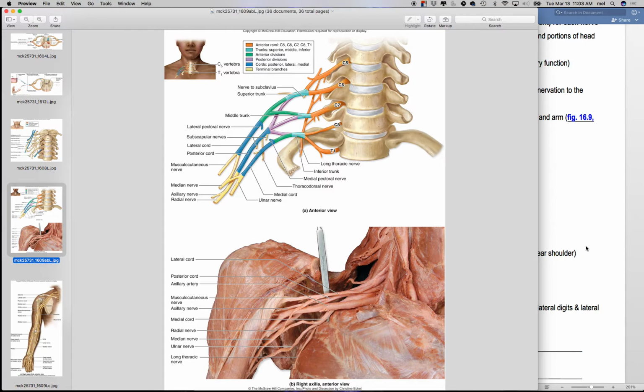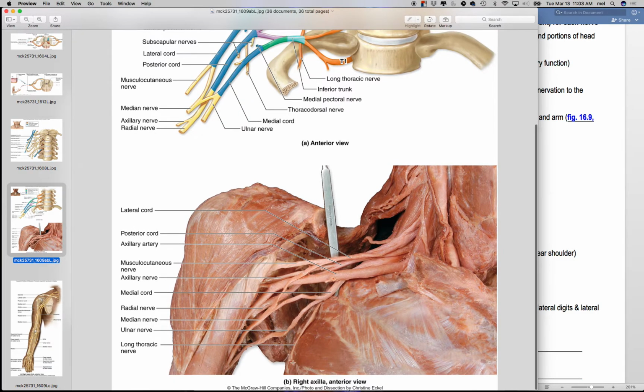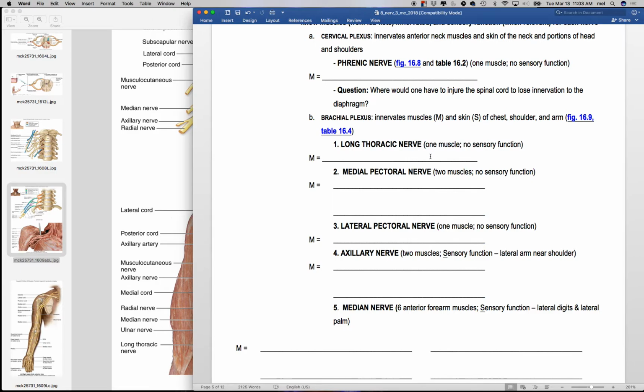Ready? The easiest nerve, I think, from the brachial plexus, as long as you know what you're looking for, is the long thoracic nerve that runs on the lateral side of the chest right here, and you can see it in this picture. Do you see it? This long thoracic nerve, and you can almost in the picture see what it's innervating. Yeah, the long thoracic nerve innervates the serratus anterior, and it has no sensory function. Everybody okay with that? Okay.